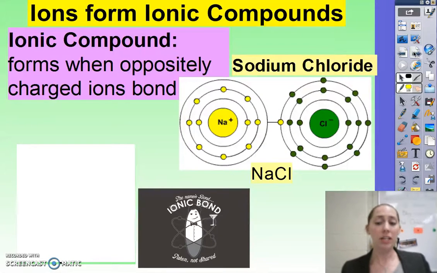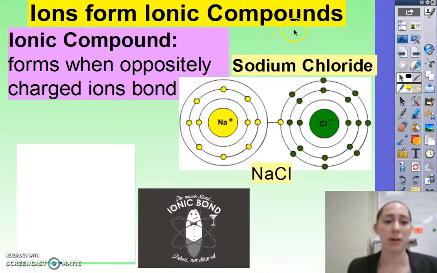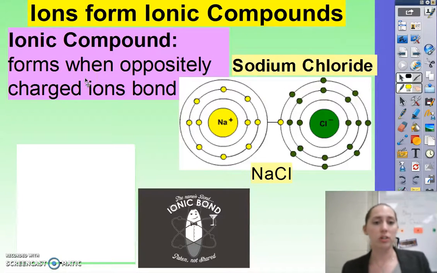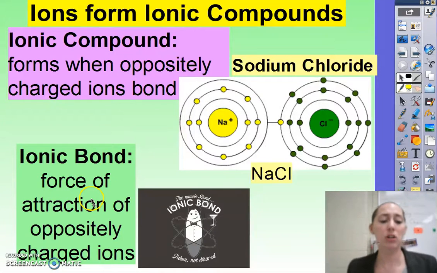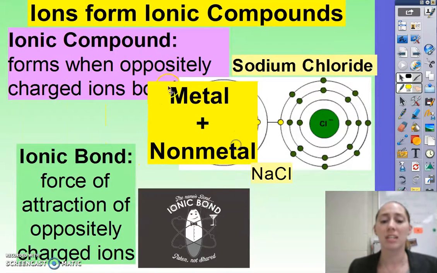So ions, any type of ion, will form an ionic compound. These form when oppositely charged ions bond. And just like magnets, they must have opposite charges because those attract together to form an ionic bond. You can see here we have a positive sodium ion, or a cation, and it's attracting to the negative chlorine ion, or an anion, to form sodium chloride, or table salt. Now you'll notice that in general, ionic bonds form between metals and nonmetals. This is really important. Please remember that.